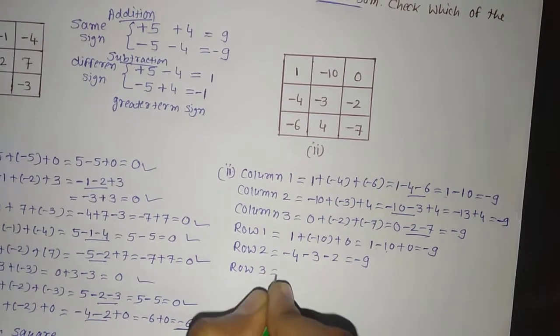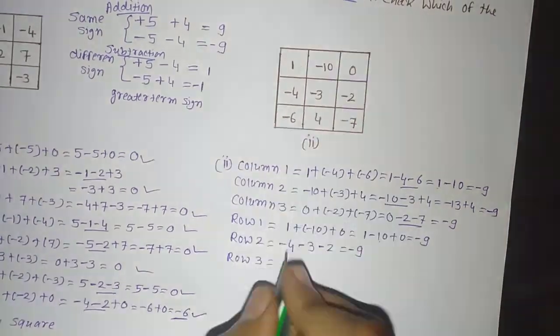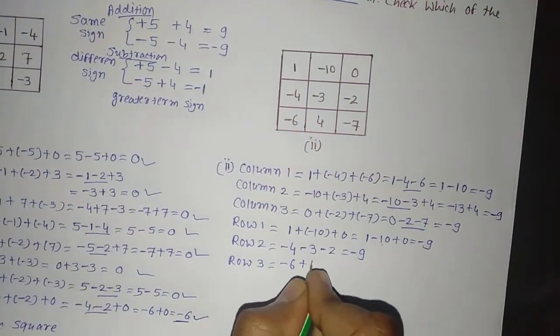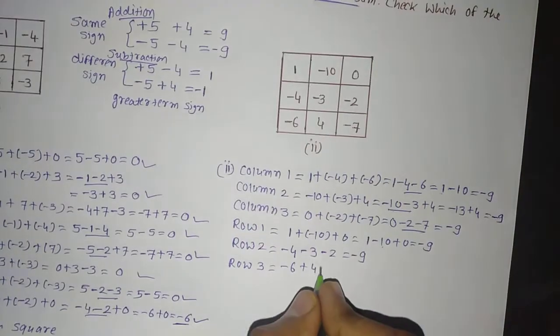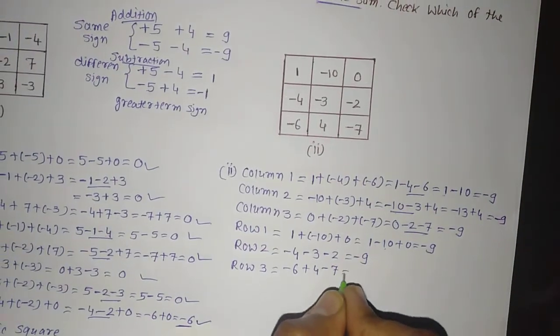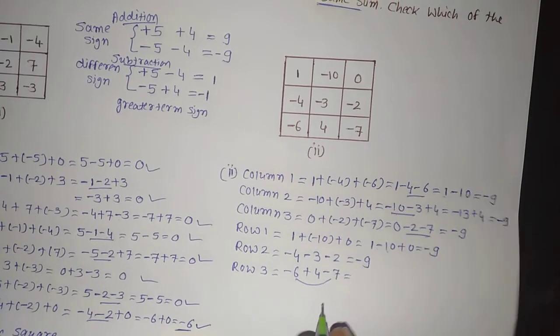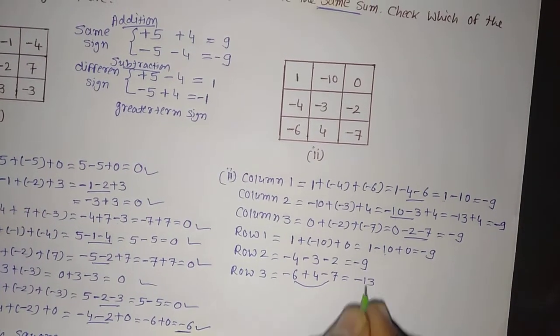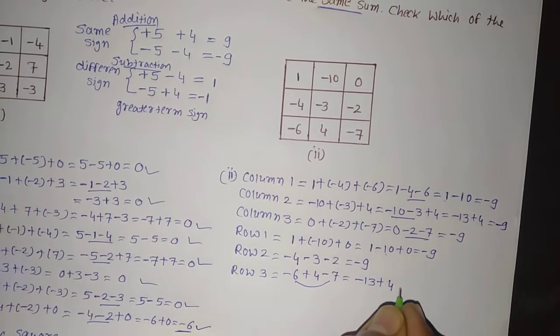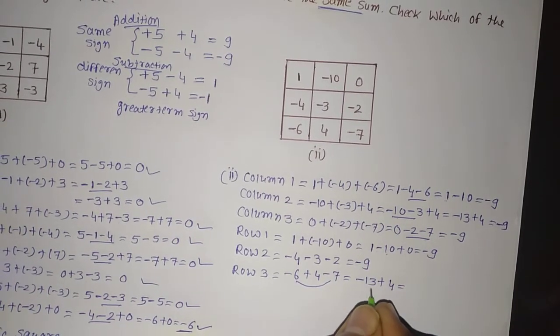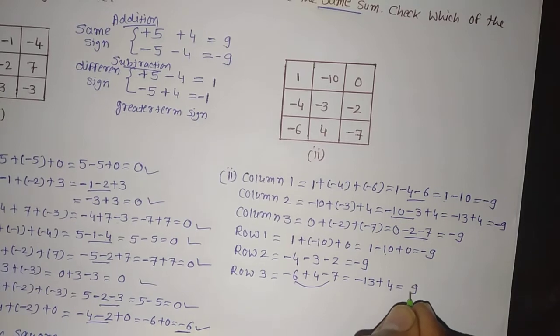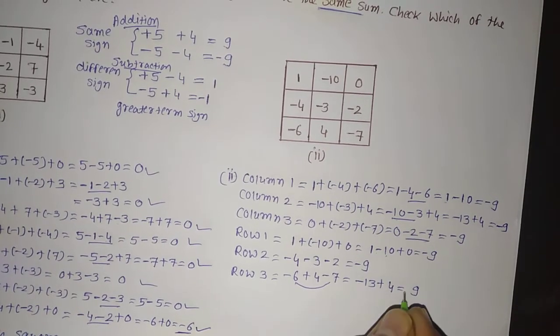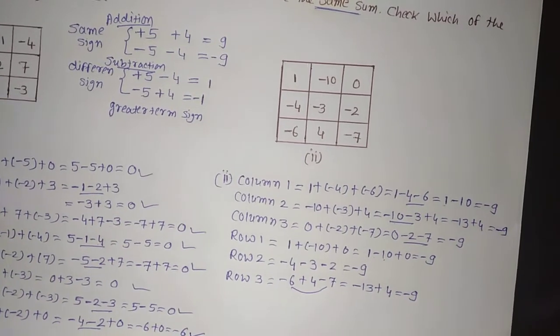Row 3. Row 3 is this one, minus 6 plus 4 plus minus 7, which will be minus 7. These have the same sign. 6 plus 7 is equal to minus 13, plus 4. Minus 13 plus 4, both have different signs. So subtraction, 9, and the greater term is 13 which has the negative sign. So this is minus 9.